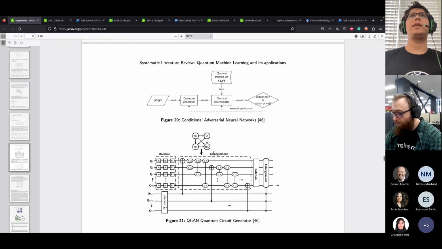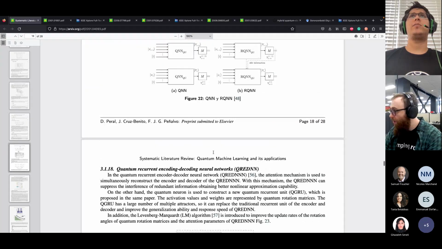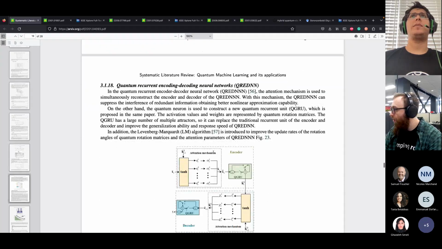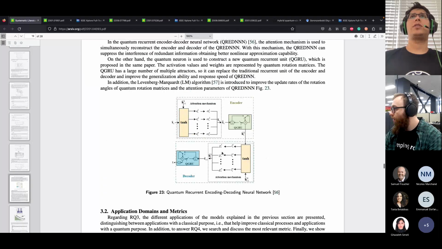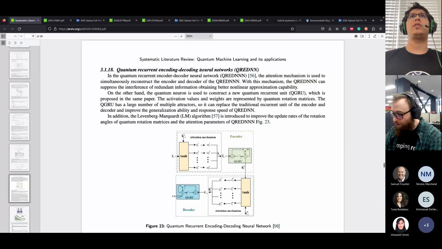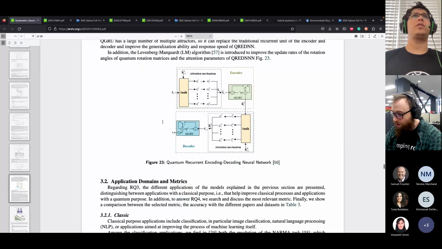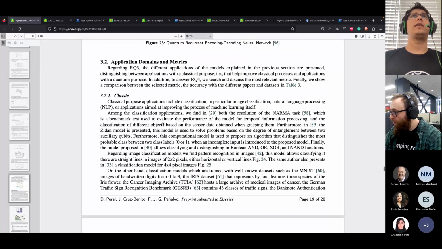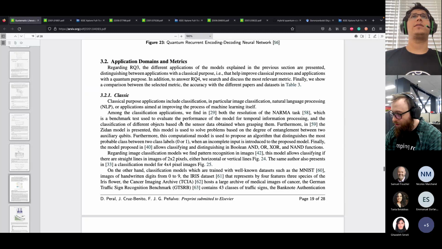Quantum generative adversarial networks. So as you can see, this gets more and more technical each time, but you can start looking at the circuits. You can see quantum recurrent encoding, decoding neural networks. I'm not sure what they do with that. Okay, application domains.